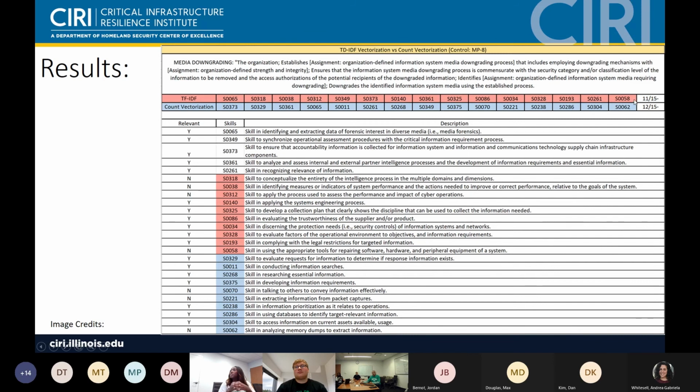And from this, we really just wanted to manually evaluate the relevance of the groupings that the cosine similarity method was producing. And here at the end, I have tallied the number of relevant skills from both methods. And in this instance, with this specific control, the count vectorization turned out to have more relevant skills.